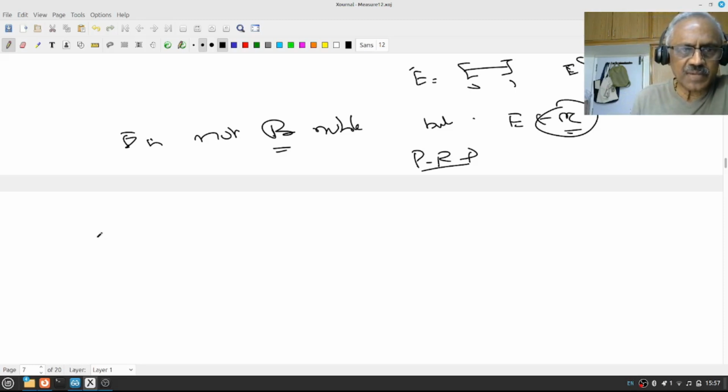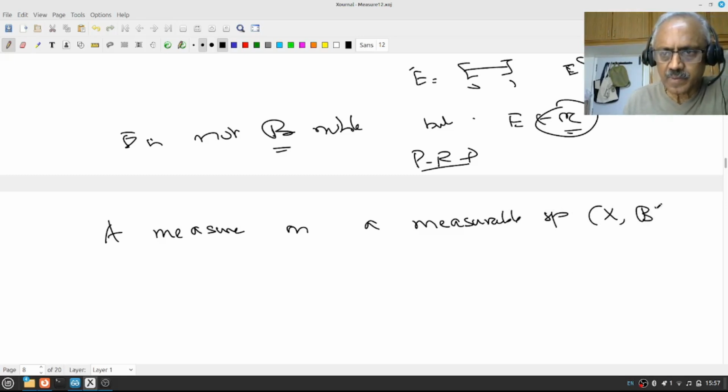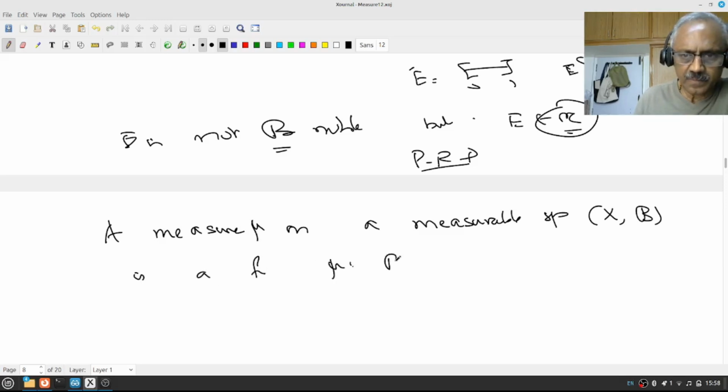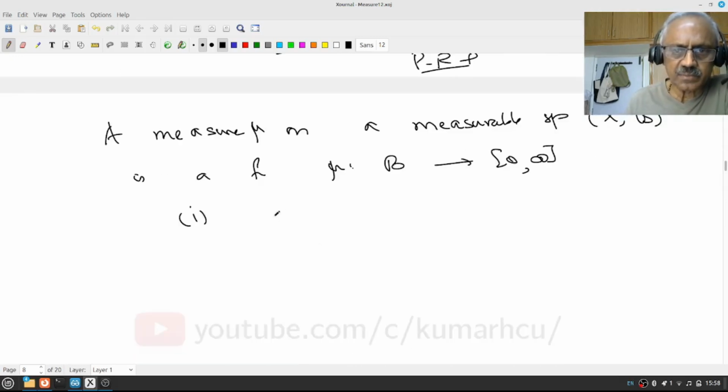Now it's time for us to define a measure, a measure on a measurable space. What is meant by measurable space? It's a set X and a sigma algebra B. A measure is a function mu from B to the extended positive reals, 0 to infinity. What are the properties? The properties are very simple. Mu of the empty set must be 0.